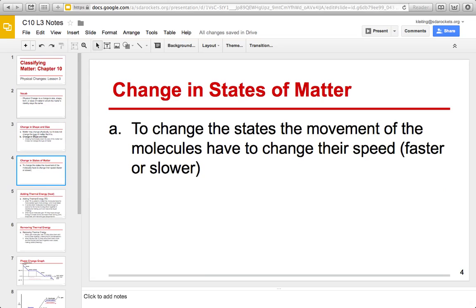A change to the states of matter: the movement of the molecules has to change their speed. So, if we're going from gas to liquid, we're going to be going slower. The molecules in whatever, we'll say water because that's an easy example, will have to start moving slower. And we're going to start talking about how heat plays a role in that too.